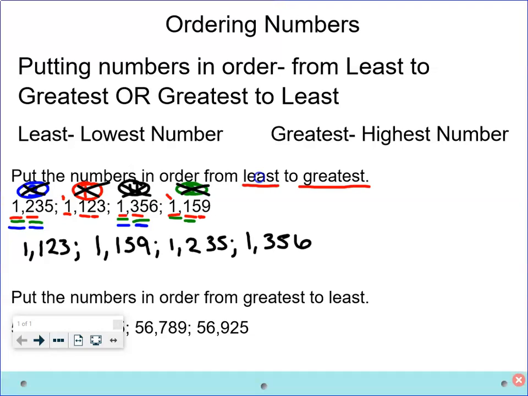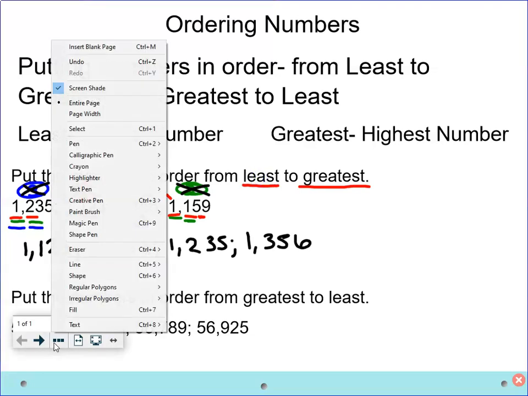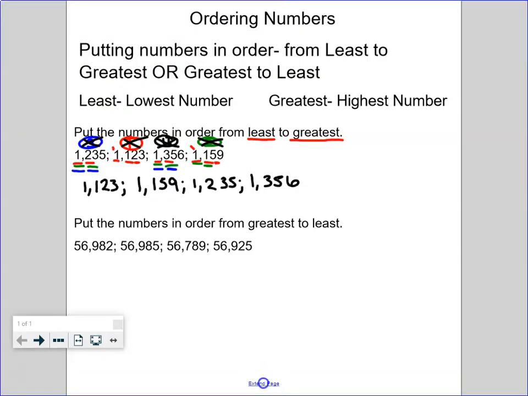I'm going to get rid of my screen shade and expand my page a little bit. So, first I'm going to read the directions like I said. My directions say put the numbers in order from greatest to least. So that tells me my first number needs to be my highest number. I'm going to start with the red again to find my highest number. Well, I've got 50,000 in all of them, so I'm going to move on from that. I've got 6,000 in all of them, so I've got to move on from that.